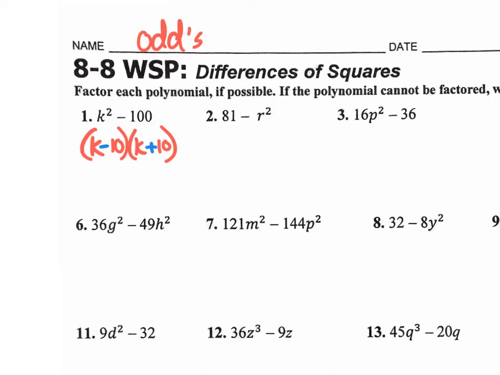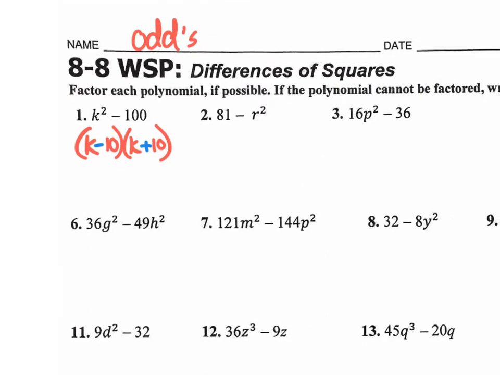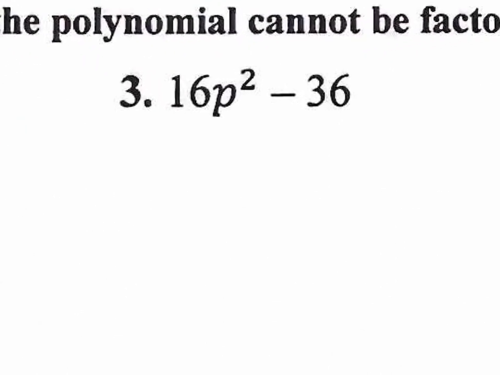That was easy, right? And technically, we didn't even have to think about it that way. We could have done it the old way. What times what is negative 100? That it combines together to give you the middle value, which is nothing. Right? So right there, either way of thinking is fine. Let's jump to number 3, doing the odd ones.